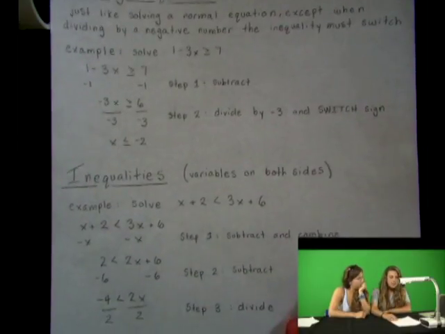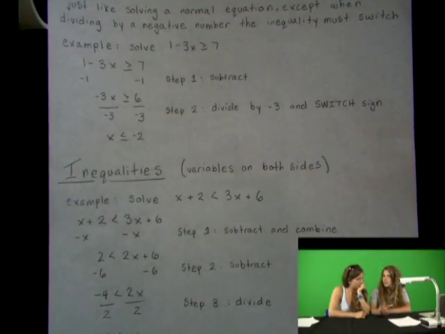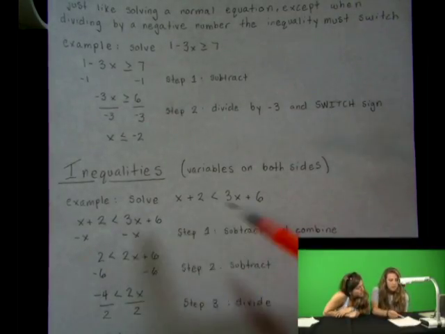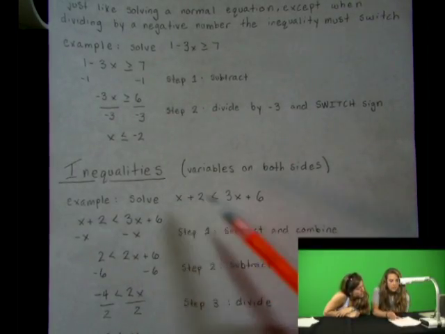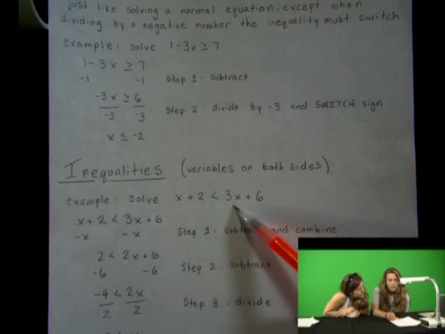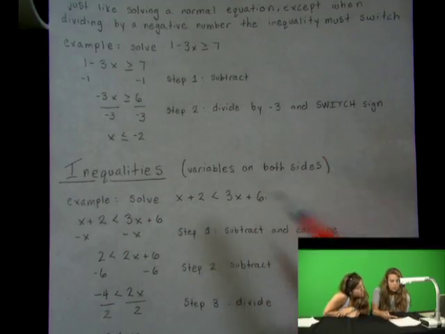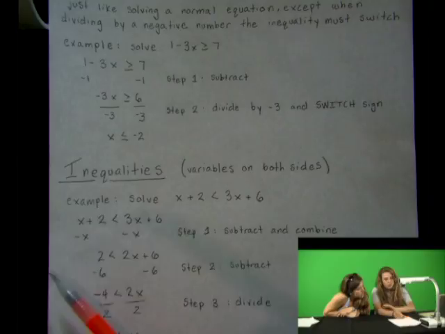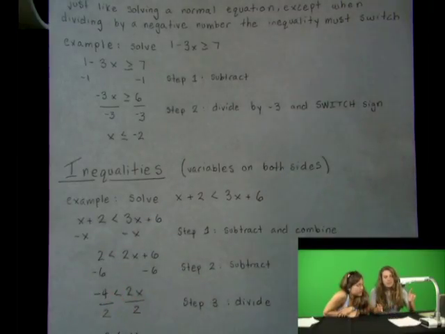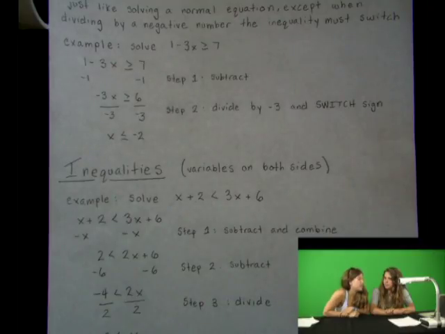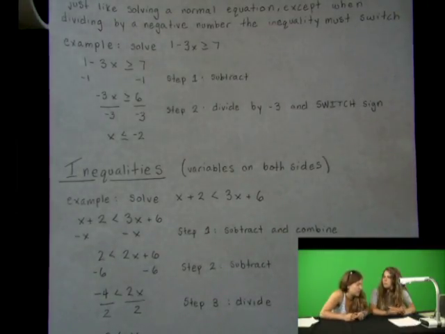This one is an inequality with variables on both sides. We're going to be solving x plus 2 is less than 3x plus 6. What's the first step? We're trying to get x's on the same side. We can either subtract 3x or subtract just 1x, but we want to subtract the 1x because then there's no negative, just to make it easier.